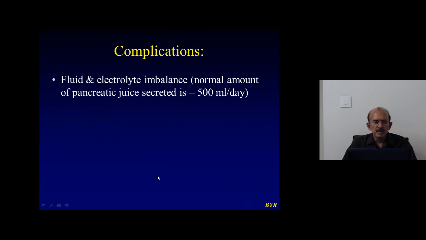So what are the problems with these fistulas of the pancreas? Why do surgeons bother about this fistula? Patients have great trouble with it because there is a large amount of fluid and electrolyte imbalance. The normal amount of pancreatic juice secreted is about 500 ml per day. If all this goes away, the patient is going to lose a lot of electrolytes in the form of sodium, potassium, and bicarbonate, because pancreatic juice is rich in bicarbonate.